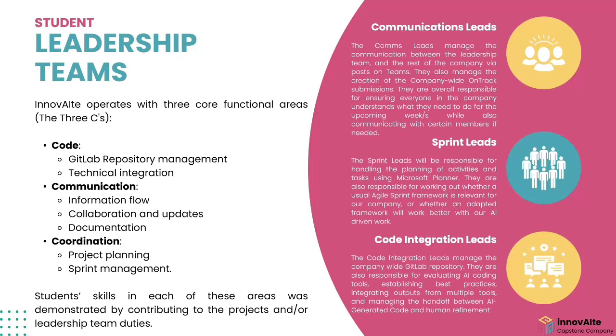For coordination, we have the sprint leads. So the sprint leads are responsible for handling the planning of activities and tasks using Microsoft Planner. They are also responsible for working out whether the usual Agile Sprint framework is relevant for our company, or whether an adapted framework would work better with our AI-driven work, given that we are able to develop programs and websites at a much more accelerated rate thanks to our use of AI.